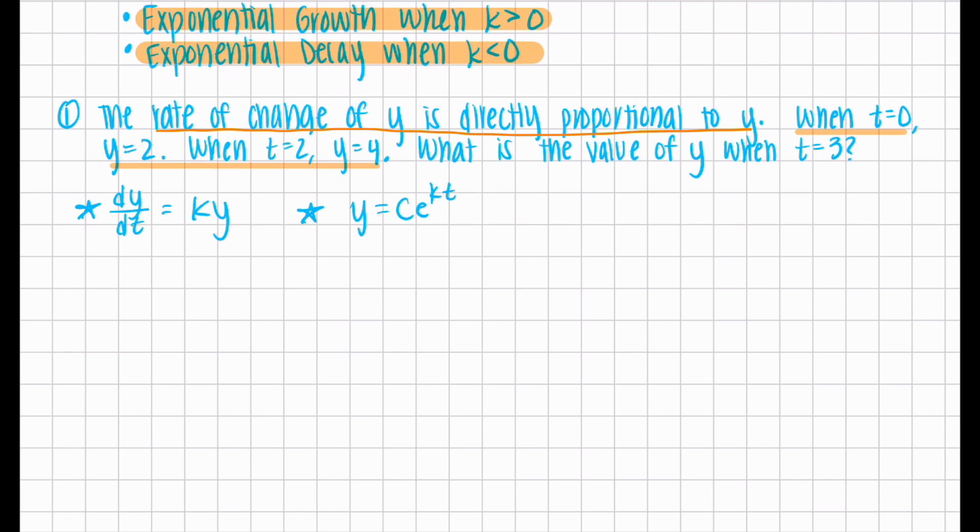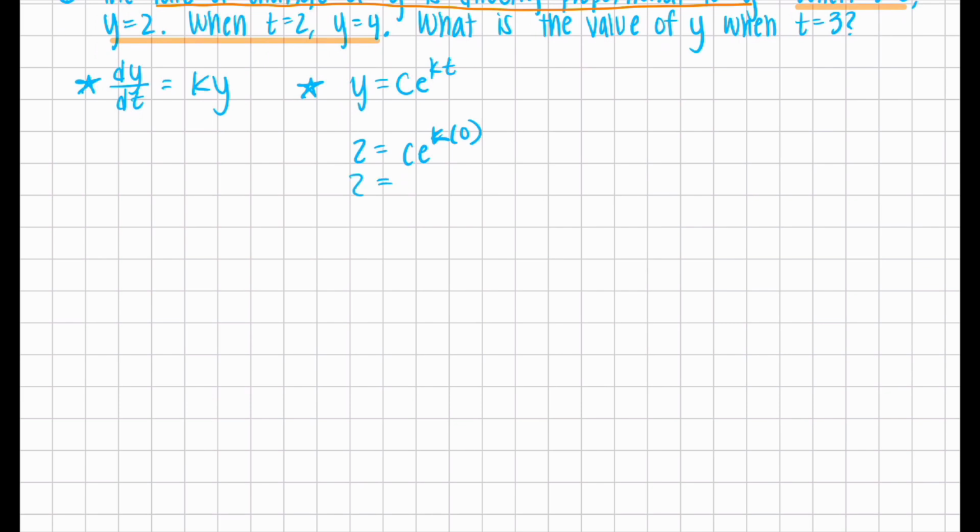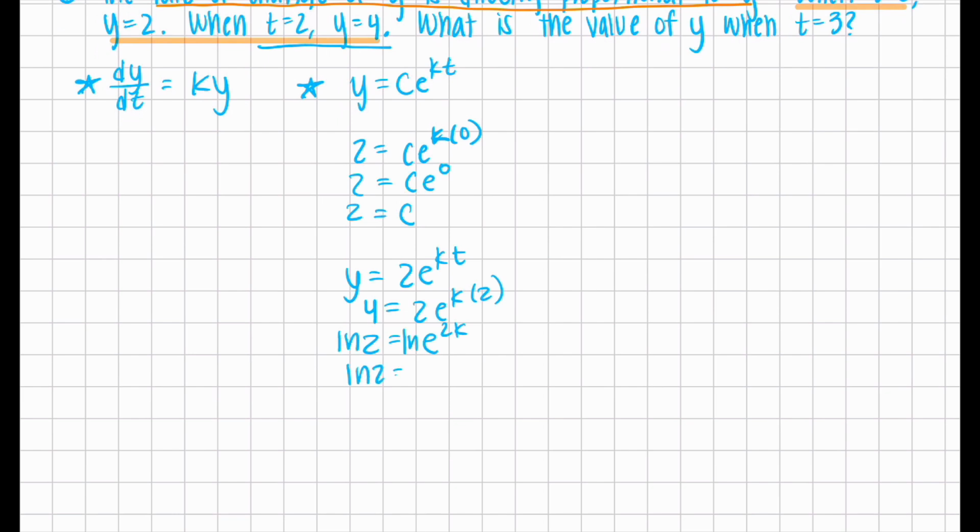So let's start by finding c. I'm going to plug in t equals 0 and y equals 2. Notice this is 2 equals c e to the 0, so c equals 2. So I can plug that in. Now we need k. I'm going to use the t equals 2 when y equals 4. Divide by 2 on both sides. I'm going to natural log both sides. Divide by 2 again, and k is the natural log of 2 over 2.